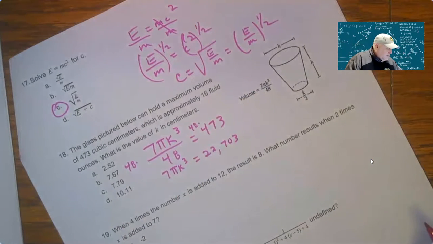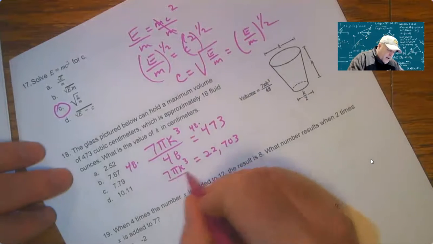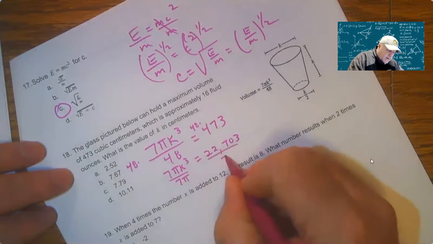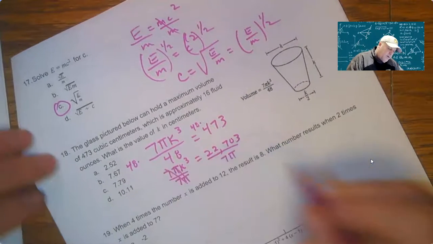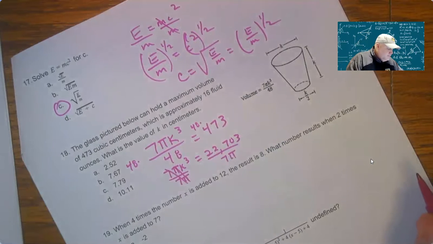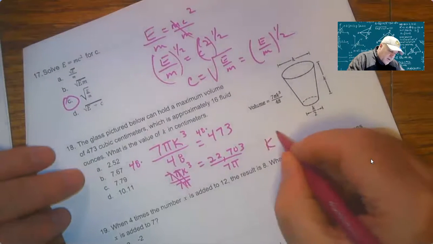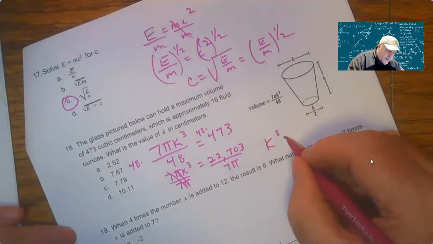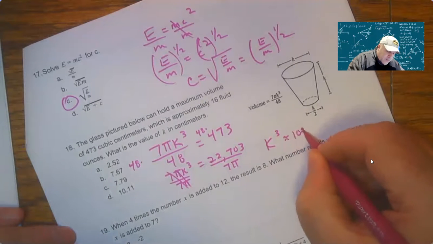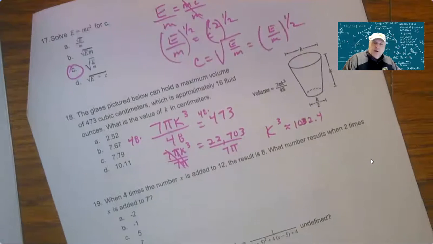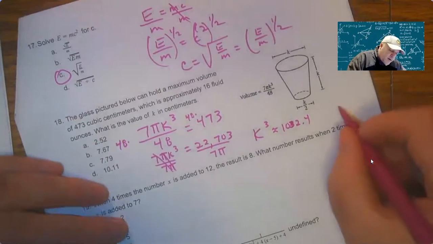And then divide both sides by 7 pi. And then both sides get the 1/3 power. Okay, so you have k to the third would equal about 1032.4. And then you raise both sides to the 1/3 power, and you get about 10.11.